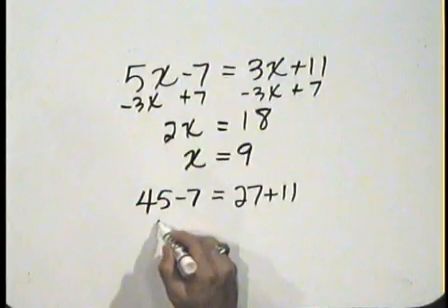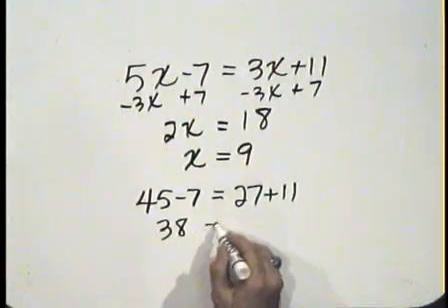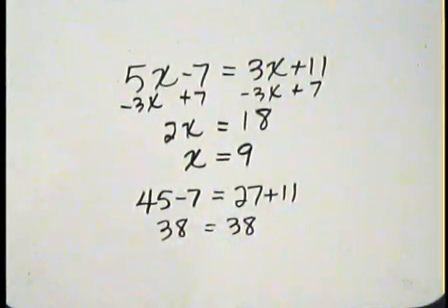45 minus 7 is 38. 27 plus 11 is 38. 38 equals 38, which means x equals 9 is the solution for this problem.